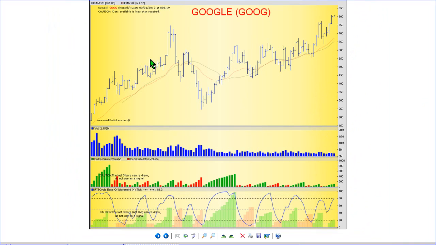So here we have Google. This is the monthly chart, and obviously when you look at a monthly chart, weekly chart, or daily chart, you get more value from a monthly chart than a weekly chart, and more from a weekly chart than a daily chart, simply because there's less noise here and the swings show more of the forecast of the price.